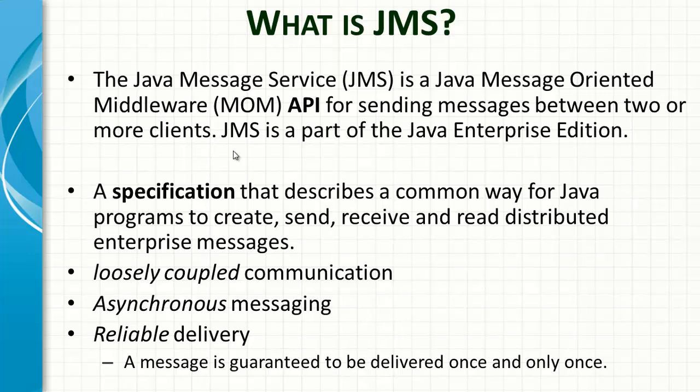They don't have to be those two systems who are sending and receiving; they don't need to be up at the same time. So that's the asynchronous messaging. And reliable delivery makes sure that a message is guaranteed to be delivered once and only once. It won't get lost, and it won't be delivered more than once. So that is the JMS promise.